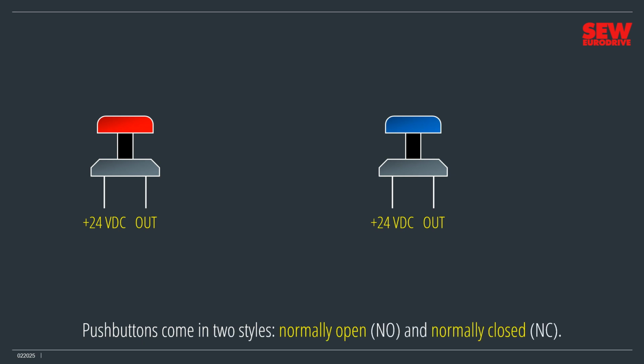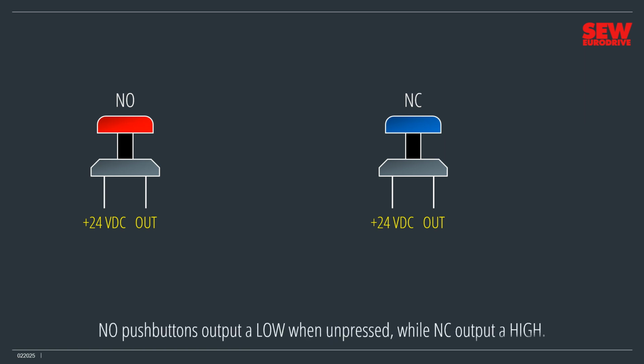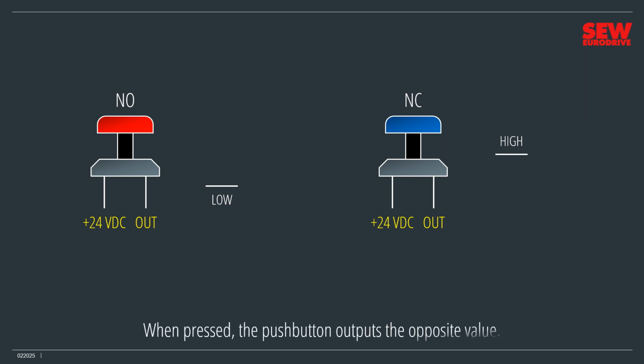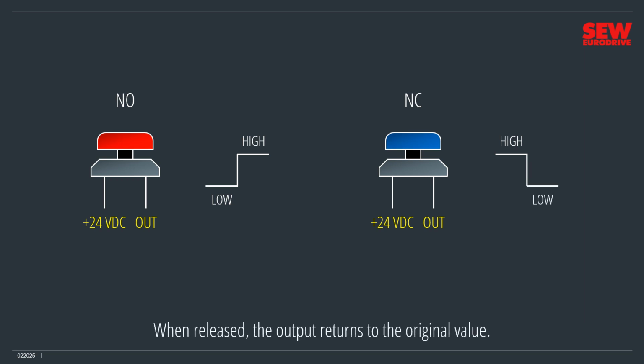Push buttons come in two styles: normally open, NO, and normally closed, NC. The red button is NO, while the blue one is NC. Normally open push buttons output a low when unpressed, while normally closed output a high. When pressed, the push button outputs the opposite value. Notice that when we press the red button, its output goes high, while pressing the blue button makes its output go low. When released, the output returns to the original value.